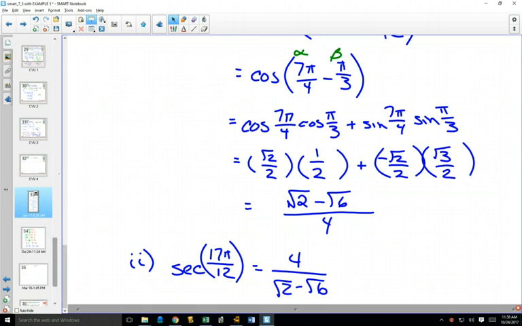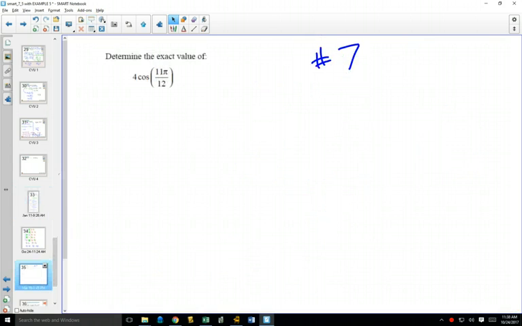I have another one for you to try right now. Everybody ready? You can do it on a scrap piece of paper if you'd like. You can grab some from up there. This was an old exam question, which added a little bit of a twist. See if you can deal with it. Here we go. 4 cos of 11 pi over 12.